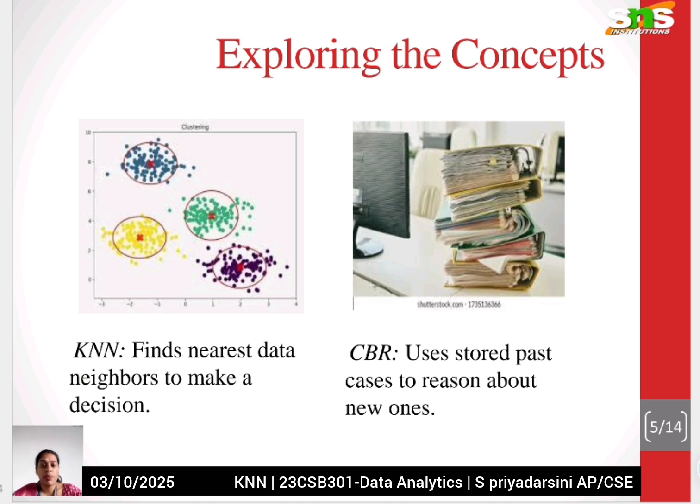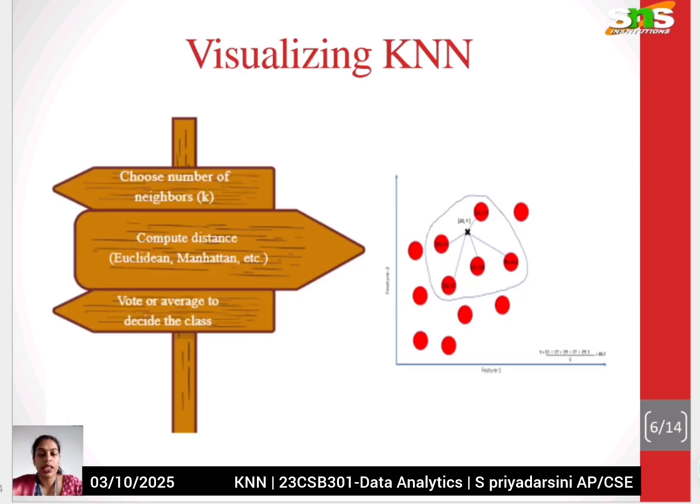KNN and CBR share a similar idea but operate differently. KNN finds the nearest neighbors of the data point to make the decision. CBR searches for similar past cases, learns from them and adapts. KNN depends on data points and CBR depends on stored experience.